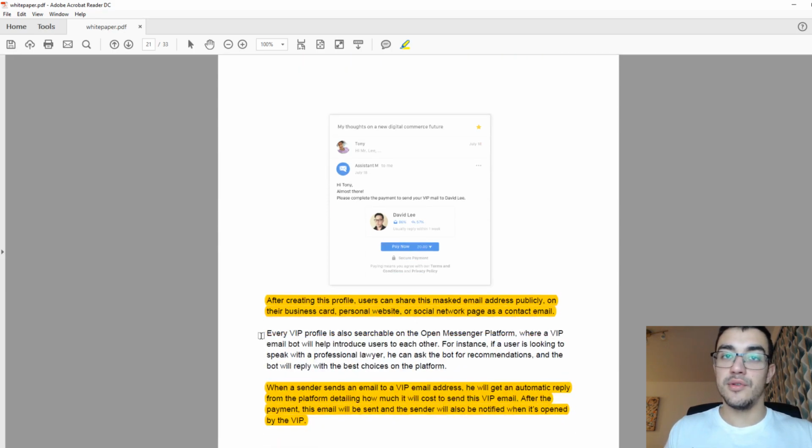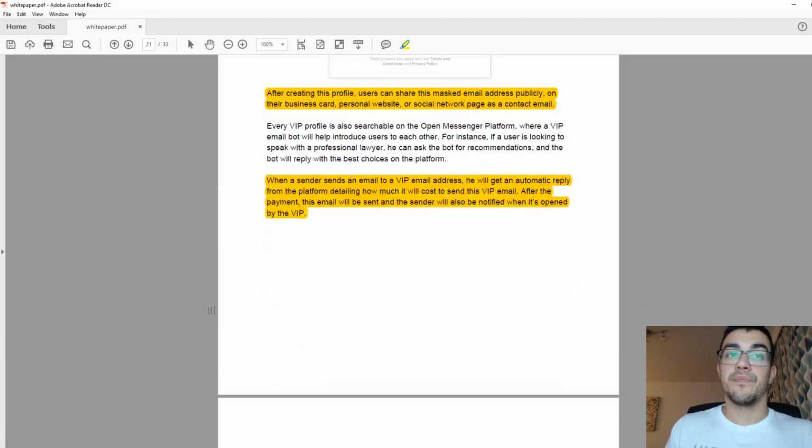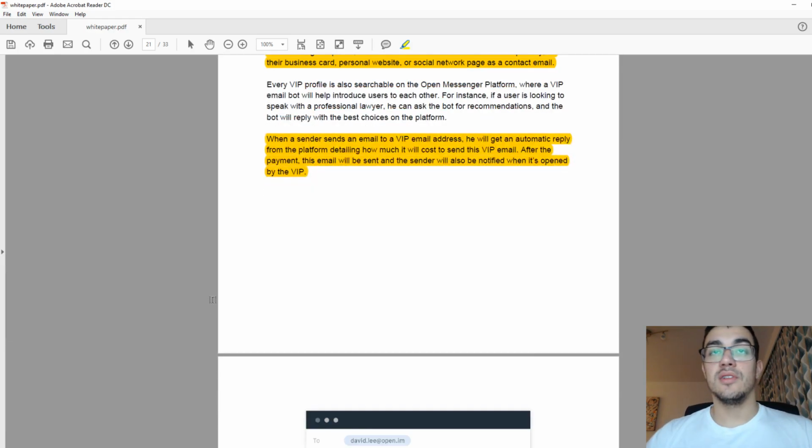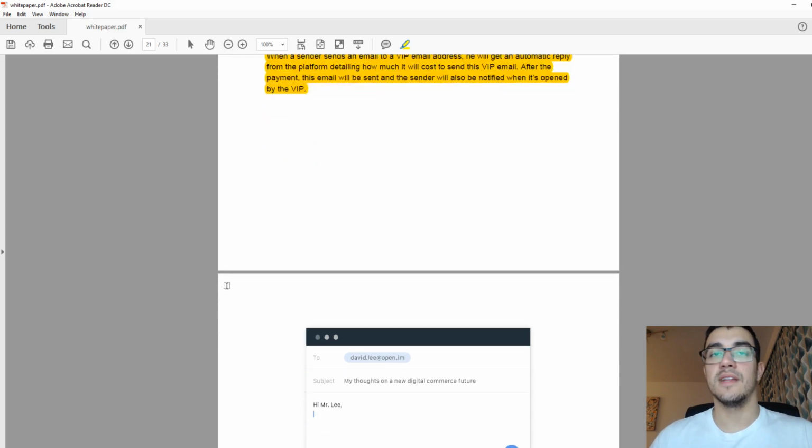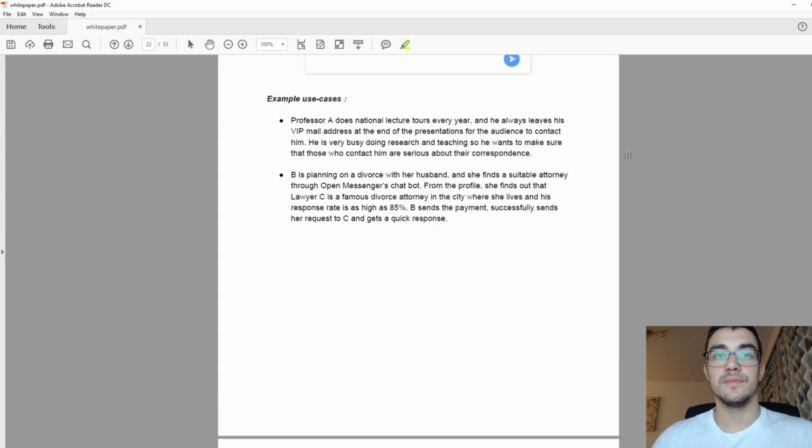After creating this profile, users can share this masked email address publicly on their business cards, personal website, or social network page as a contact email. When a sender sends an email to the VIP email address, he will get an automatic reply from the platform detailing how much it will cost to send this VIP email. After payment, the email will be sent, and the sender will also be notified when it's opened by the VIP. Do you see?